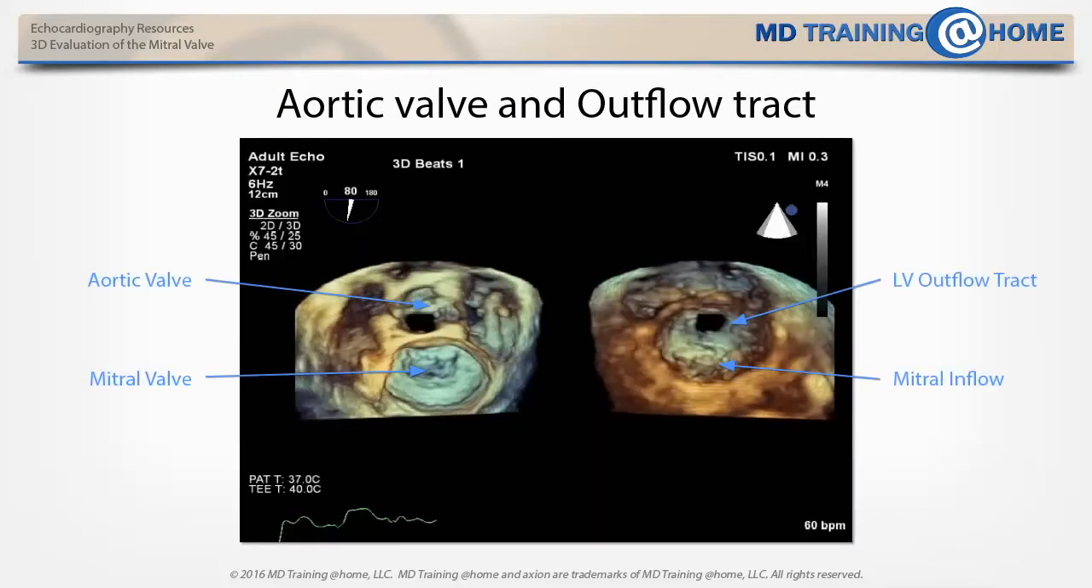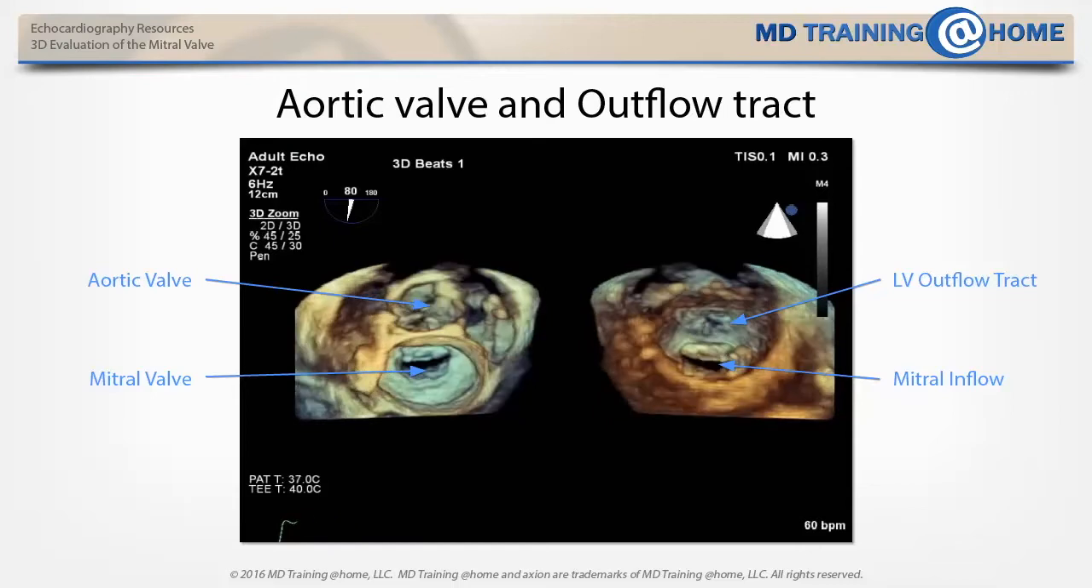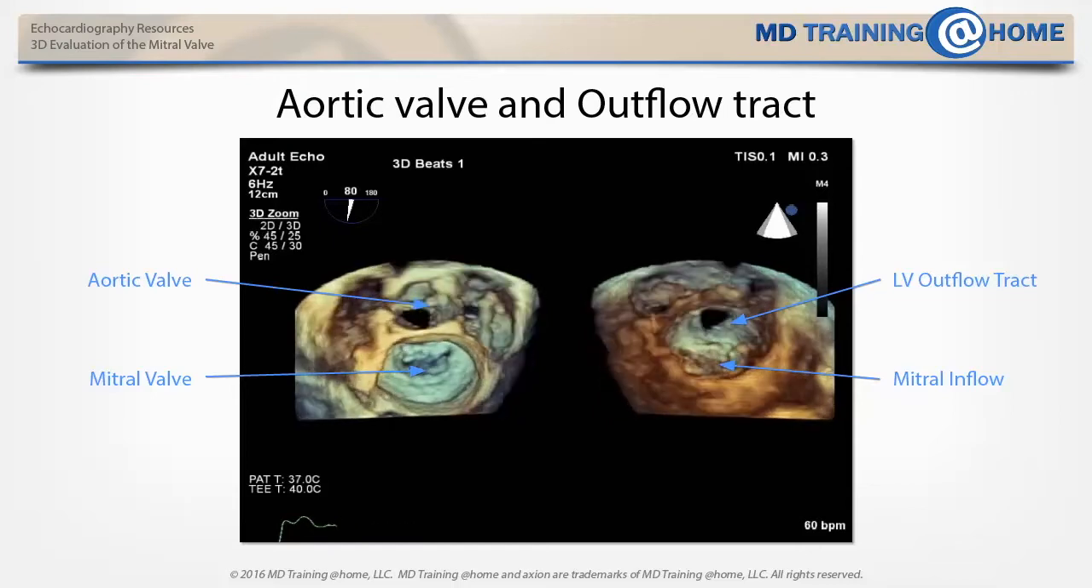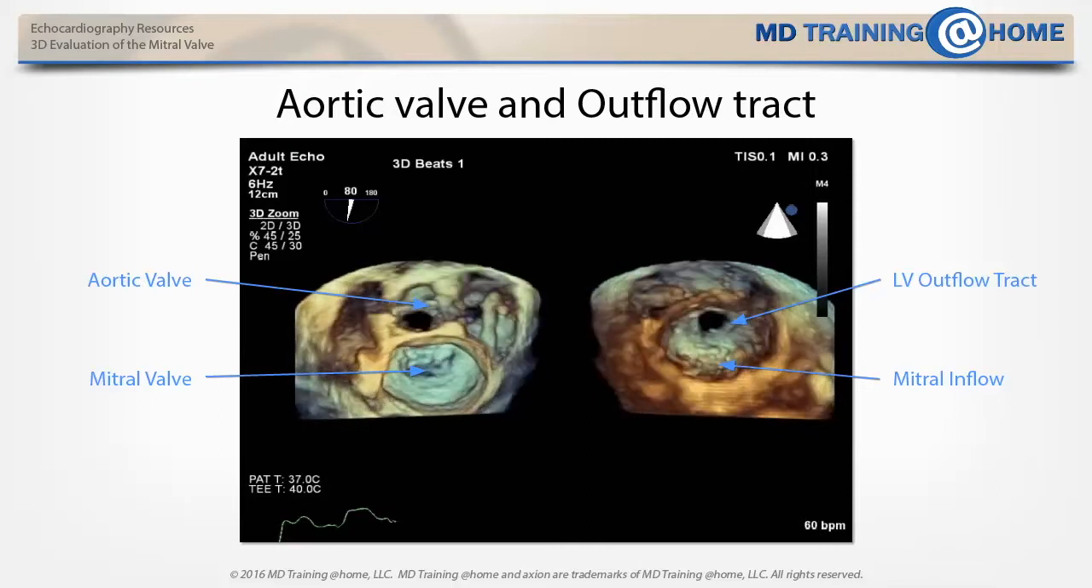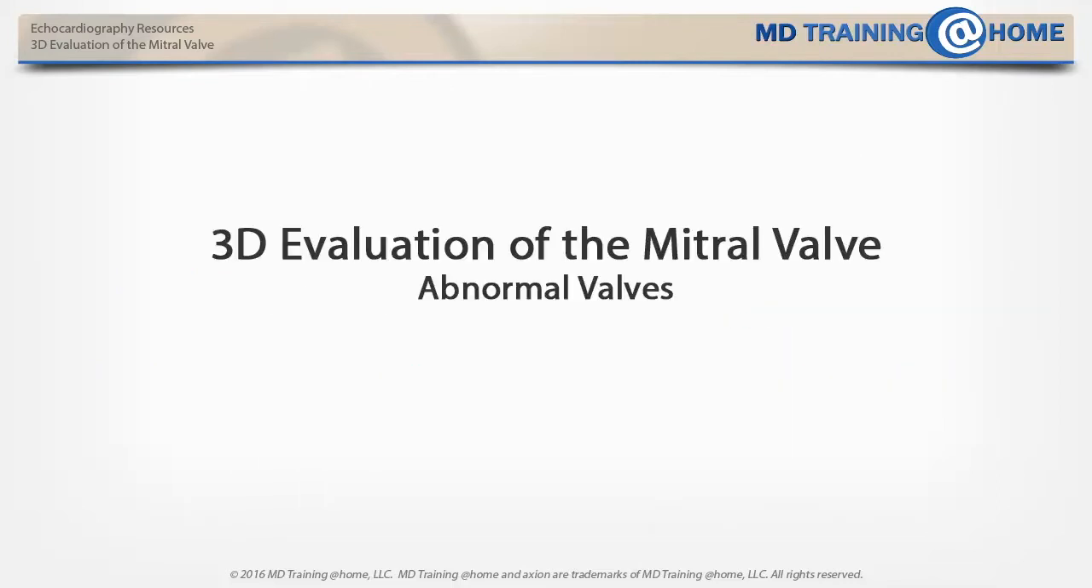Slight rotation of the data set brings the aortic valve into view. From the left ventricular perspective, the outflow tract is nicely visualized. The following data sets demonstrate abnormal valves as visualized using 3D ultrasound imaging.